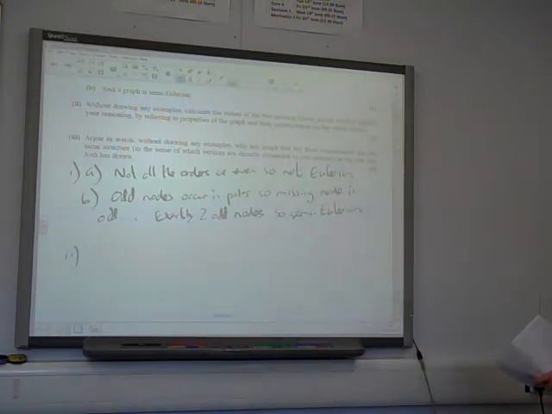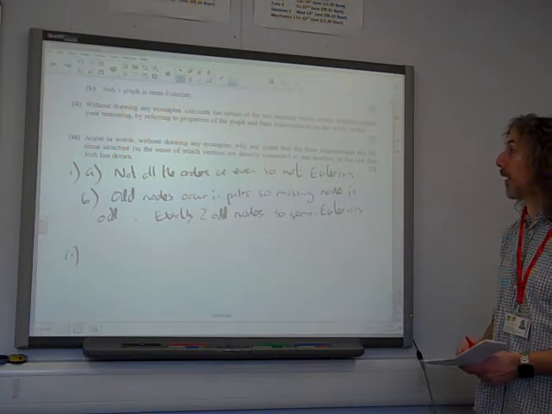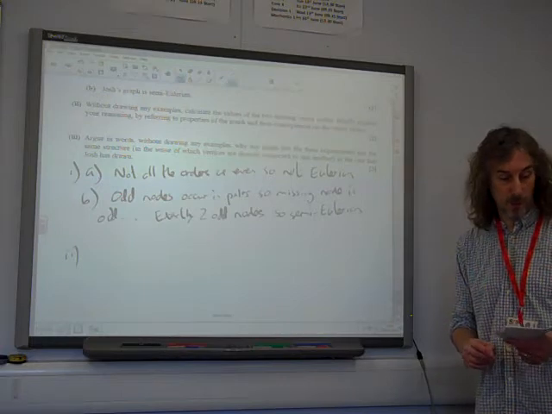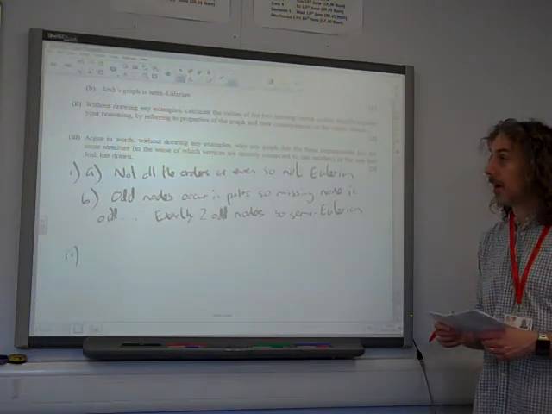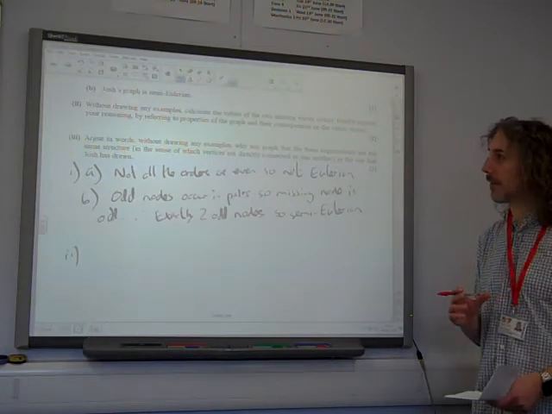Part 2, without drawing any examples, so again they don't want you to draw anything, calculate the values of the 2 missing vertex orders. Briefly explain your reasoning by referring to properties of the graph and their consequences on the vertex orders. Okay, so what do we get with this? There is an important point that quite a lot of people missed in their answer to this question.